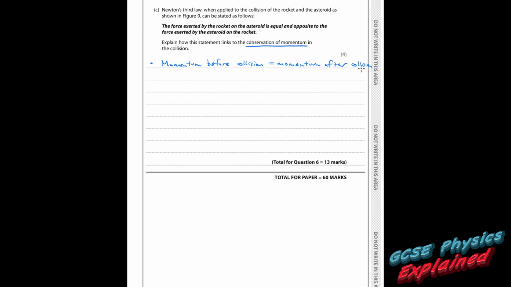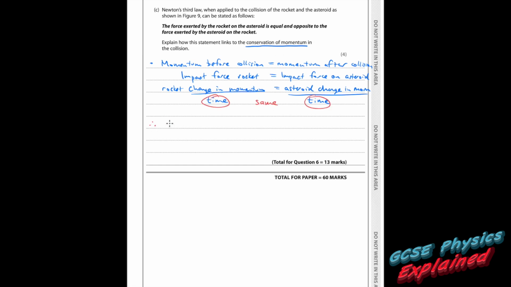Right, so as we've just saw from the last question, the impact force on the rocket is going to equal the impact force on the asteroid, which means the change in momentum over time for the rocket is going to equal the asteroid change in momentum over time. Now, they did say that the impact force is going to be the same. So we can cancel it out. So therefore, momentum change is the same for both. And that should get you your 4 marks.